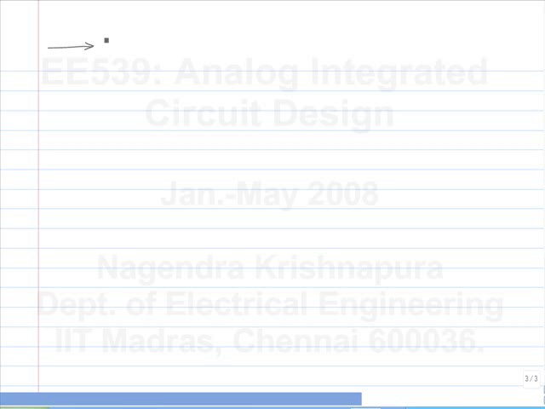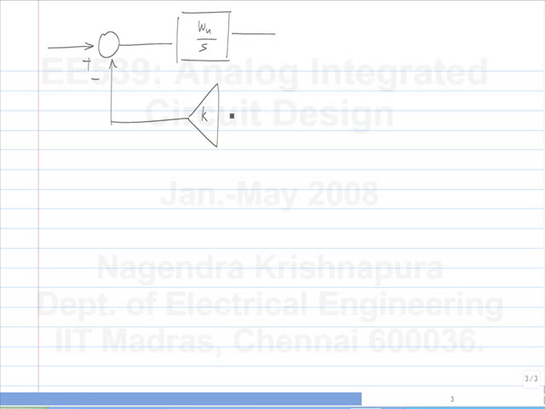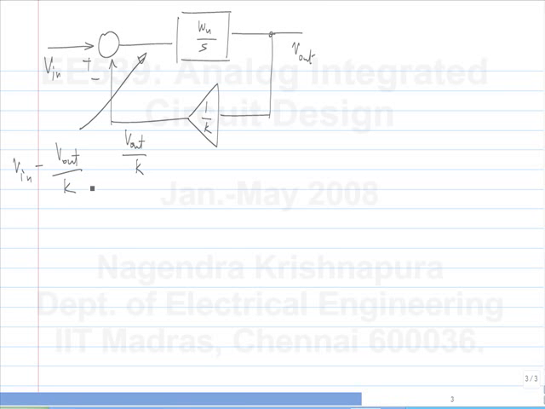So a prototype negative feedback system is like this. Sorry, this is 1 over k. So this is V out by k. So what appears at the input of the integrator is V in minus V out by k. Now this doesn't always have to be the case. It doesn't have to be just V in minus something.